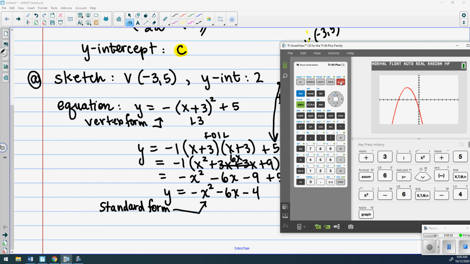Now, what did we know when we began? We knew that the vertex was negative 3, 5. Yep, that's right here, negative 3, 5. They also began by telling us that the y-intercept was 2.